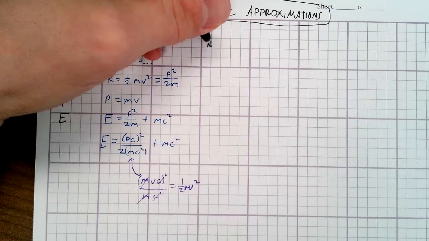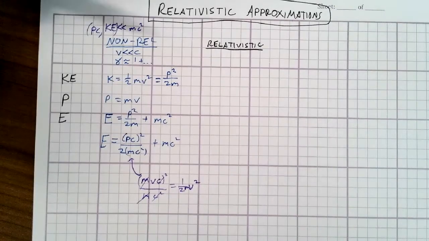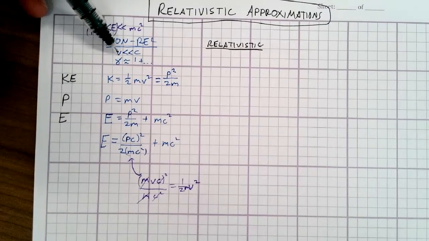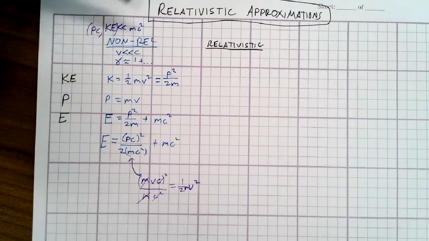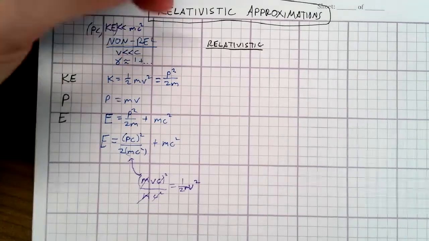This is the case where I don't get to make any approximations. I cannot say that these are much, much less than mc squared. They're within a few orders of magnitude. I cannot say that v is much, much less than c. I cannot say that gamma is about 1. So I can't make any of those nice, simple distinctions.